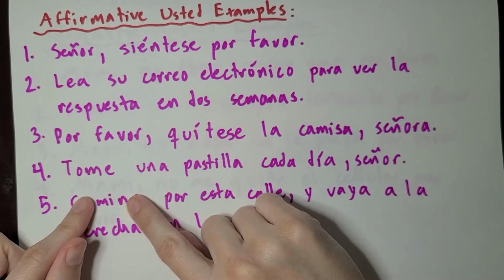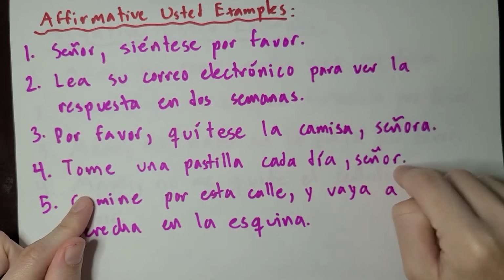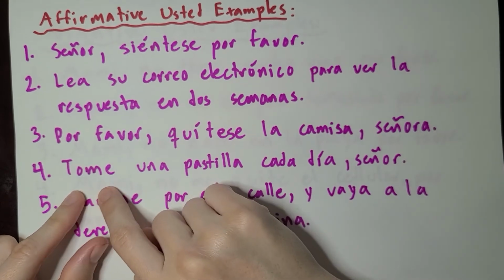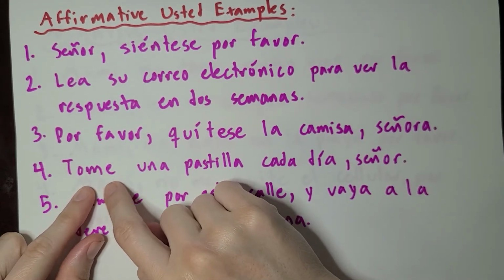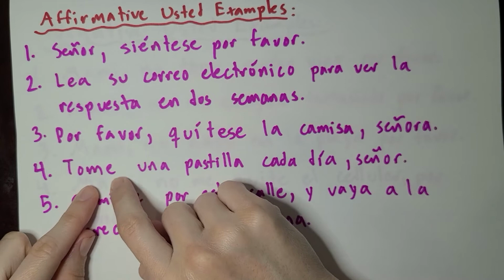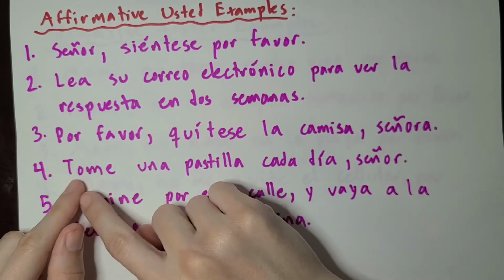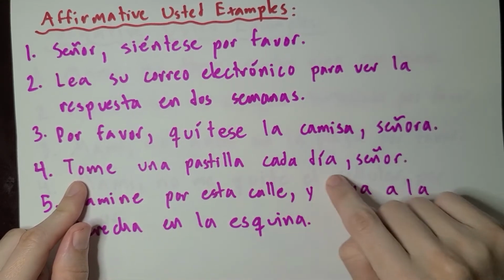Number 4. Tome una pastilla cada día, señor. So, tome comes from the verb tomar. It means to drink or to take. That AR is just going to become an E. Tome una pastilla cada día, señor.